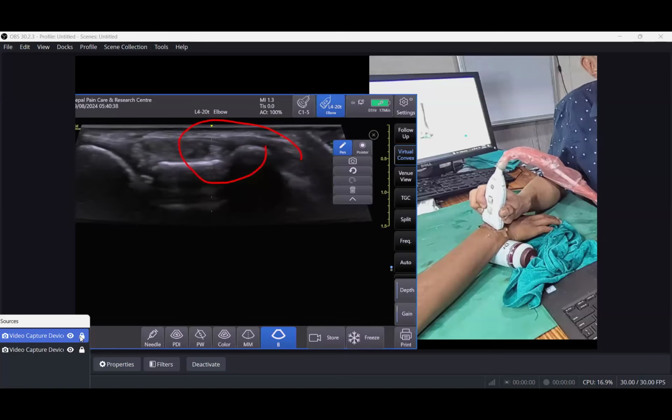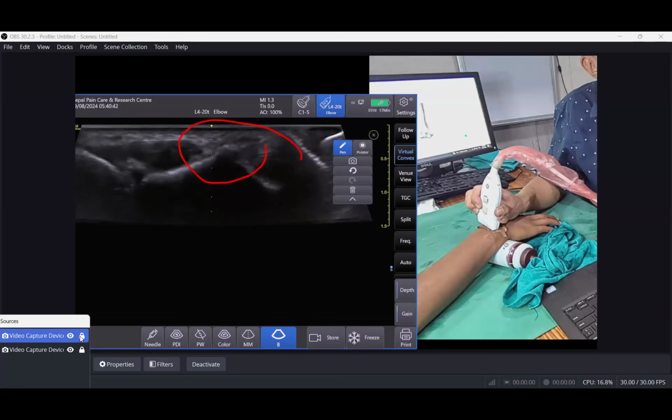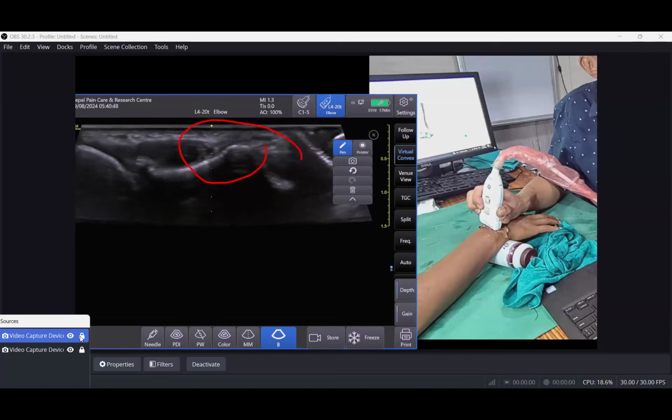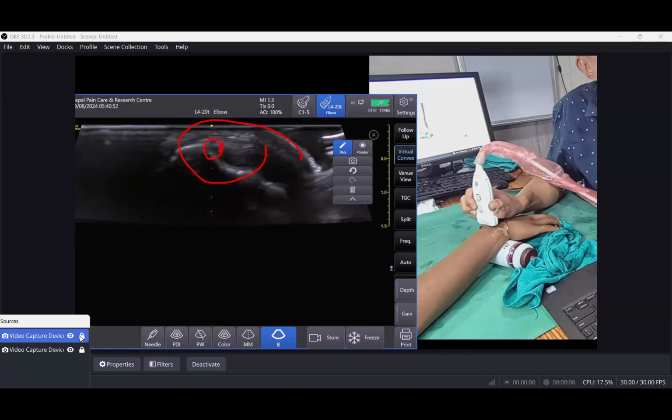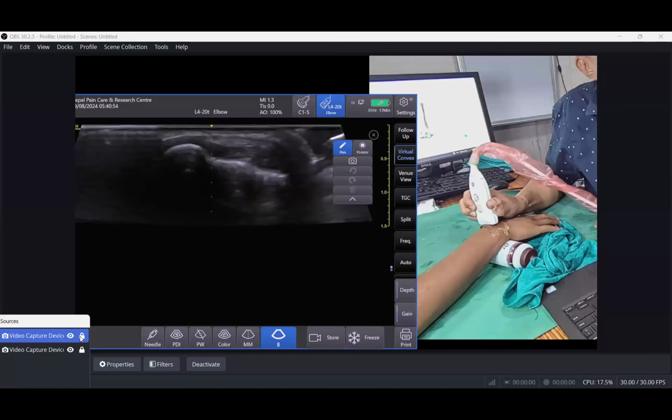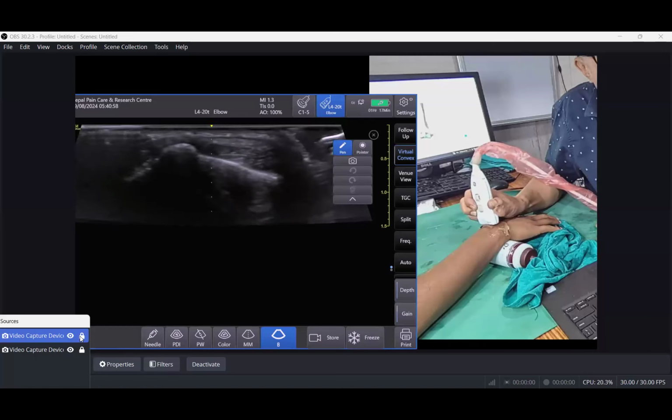If I come more towards the Lister tubercle, you can appreciate compartment number 3. That is extensor pollicis longus. So this area is extensor pollicis longus, and this one, more towards the radial side, is compartment number 2, extensor carpi radialis longus and brevis.